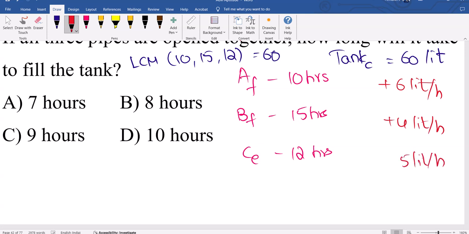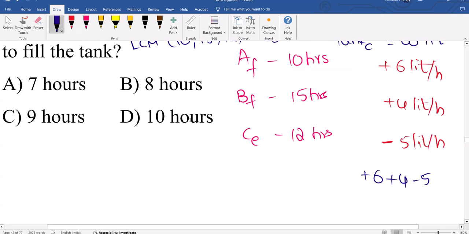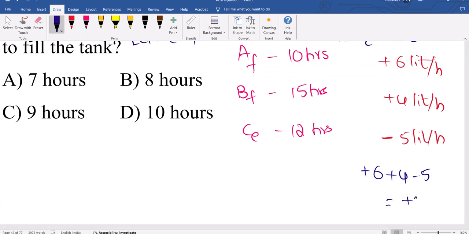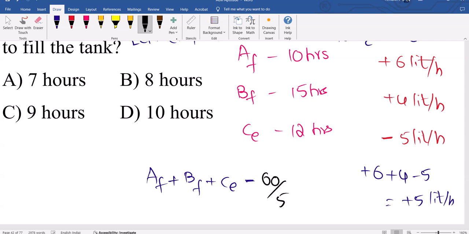Guys, the third one is removing. Now, when all three pipes are there, again the options are wrong. It seems 12 is the answer. When all three are there, A can fill 6, B can fill 4, C can empty 5. So it fills 5 liters per hour only. Total tank capacity is 60 liters. You are filling 5 liters per hour, so 60 divided by 5 is 12 hours. It takes 12 hours to fill the tank.